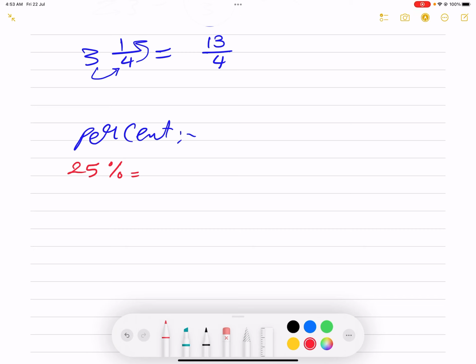25% means century. It comes from the word century, so it will be 25. We know that a century is 100 years, so we say 25 out of 100. We can simplify by using your calculator, and you will get the answer 1 out of 4.